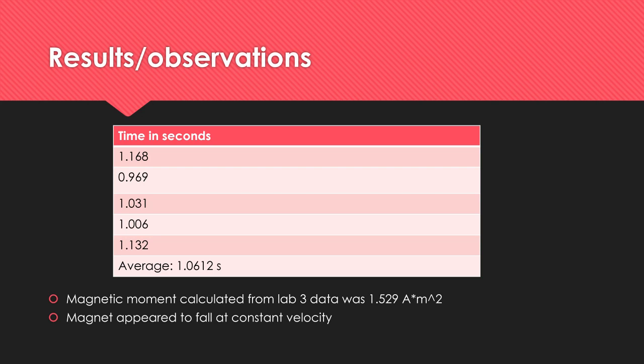Great, so here are my results and observations. Based on my 5 trials, I found the average time it took for the magnet to stay in the tube was 1.06 seconds. The magnetic moment that I got from my Lab 3 data was 1.53 amp meters squared. I believe that this value was too small, and I'll discuss that a bit later. Also, I saw that the magnet appeared to fall at a constant velocity in the tube.